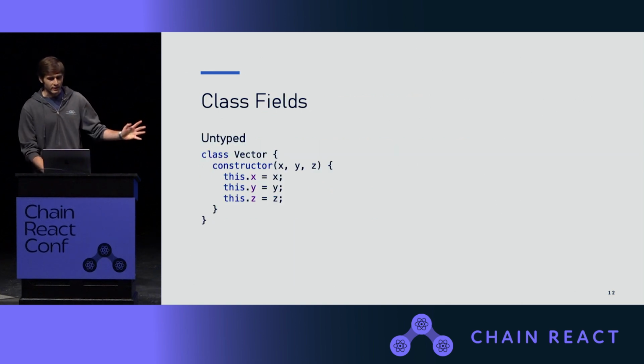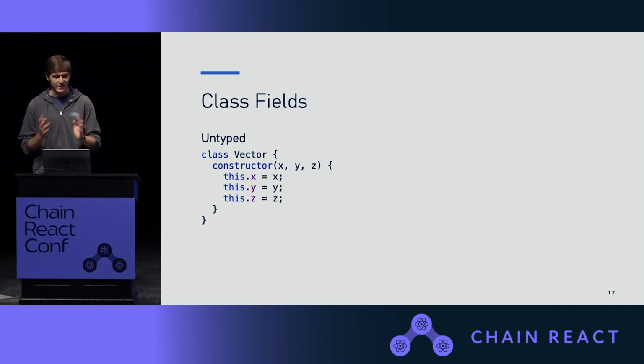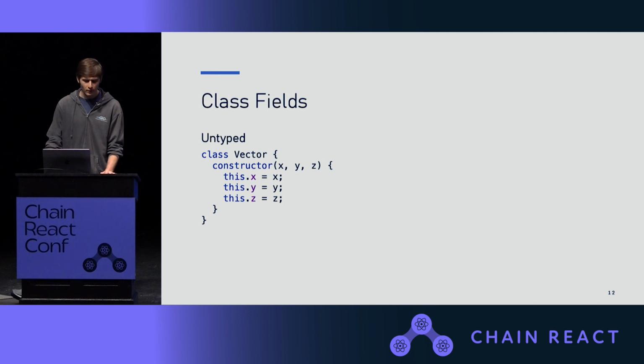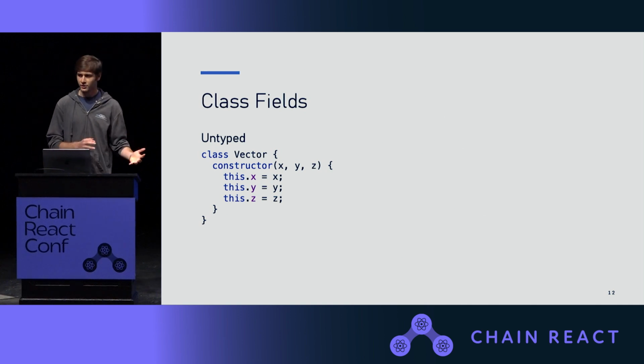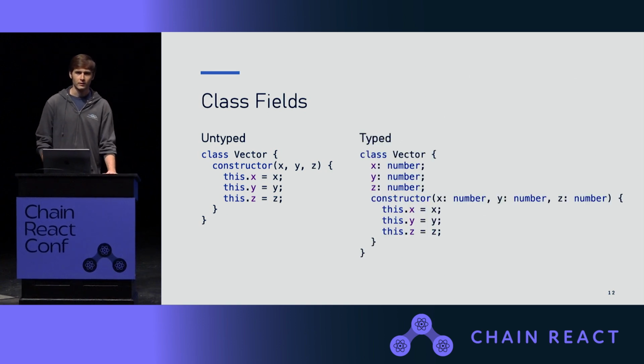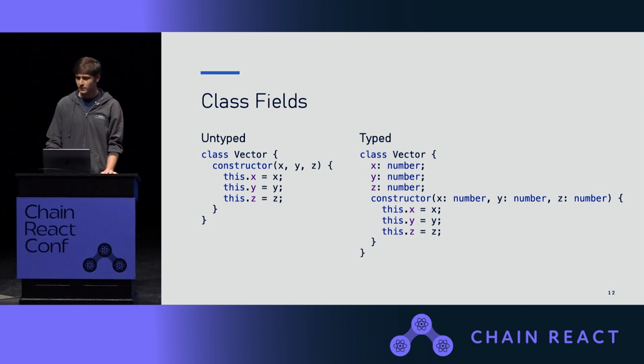Let's take a look at the vector class from the benchmark for an example of how exactly this improves performance. Here's how it looks in untyped code. We have a class vector. It has 3 fields, x, y, and z. The constructor takes them in and populates them onto this object. This is what it looks like in typed code. The fields have been declared up front, and they're annotated with their types. The constructor has also been annotated with types, and it just populates those fields. This should all be pretty familiar.